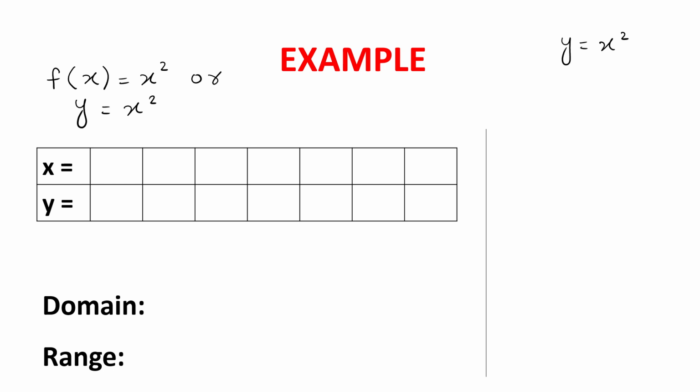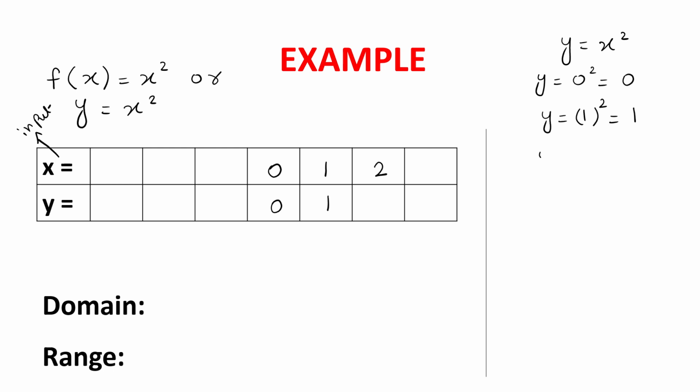As x is our input value, we can choose any real number for the value of x, and by plugging these values one by one in the given function, we get the value of y, or our output. Okay, let's start. Put x equals 0 in the given function. We have y equals 0 square, that is 0. For x equals 1, it will be 1 square, that is 1.